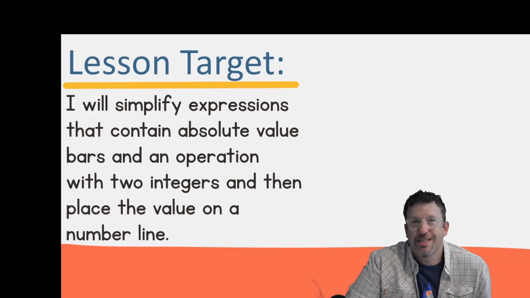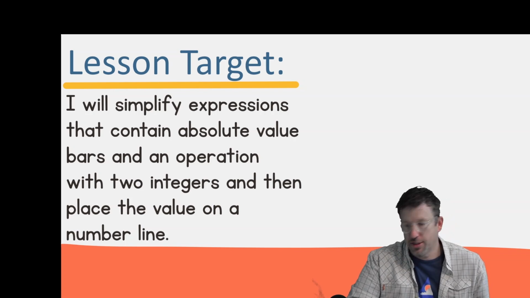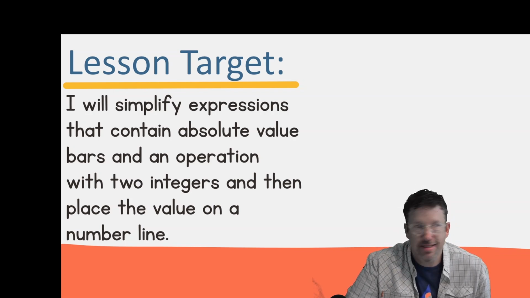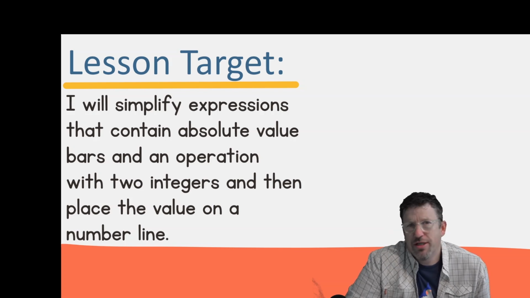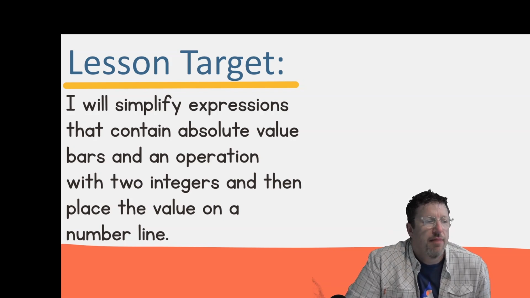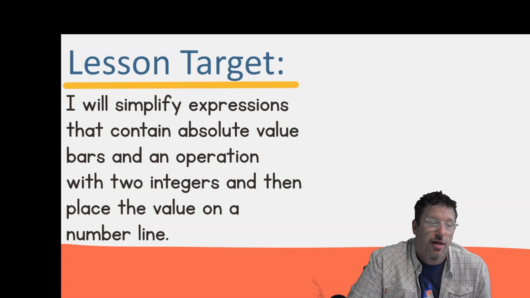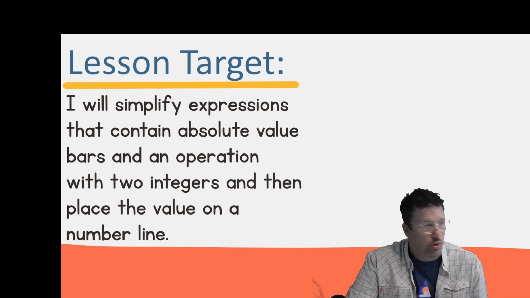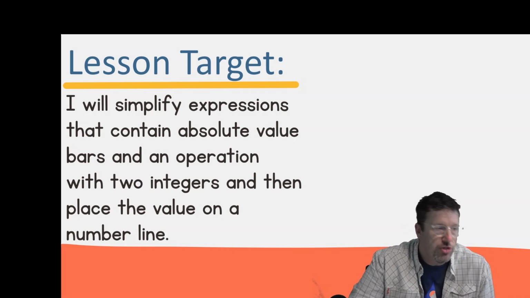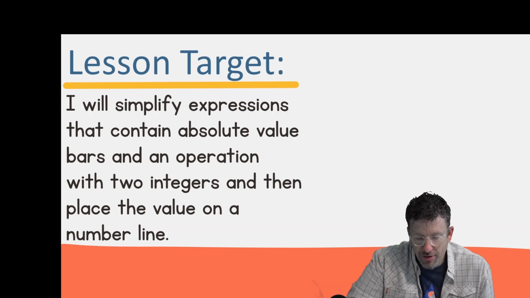So today we're going to work on simplifying expressions. What's an expression? It's basically a math situation with no equal sign. So it's one side of an equation, really. These will contain absolute value symbols, so we have to solve with absolute value and understand how that works within order of operations. We're going to only be using integers. We're going to have all the fun.